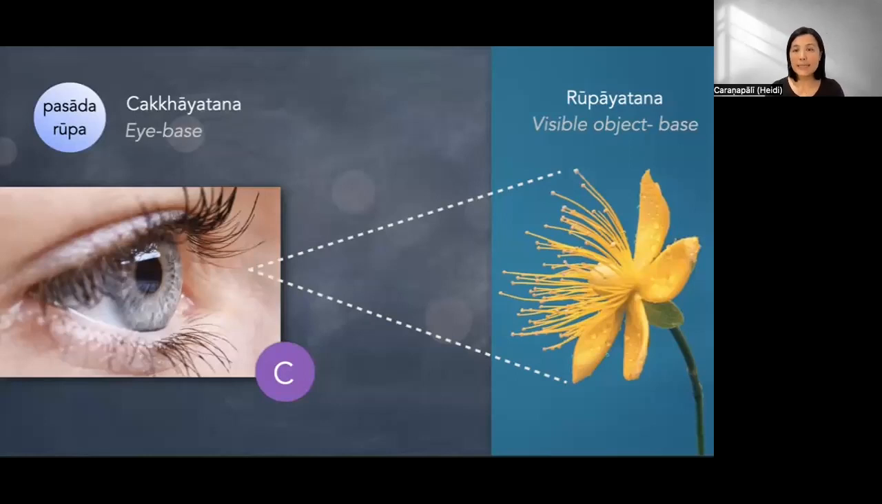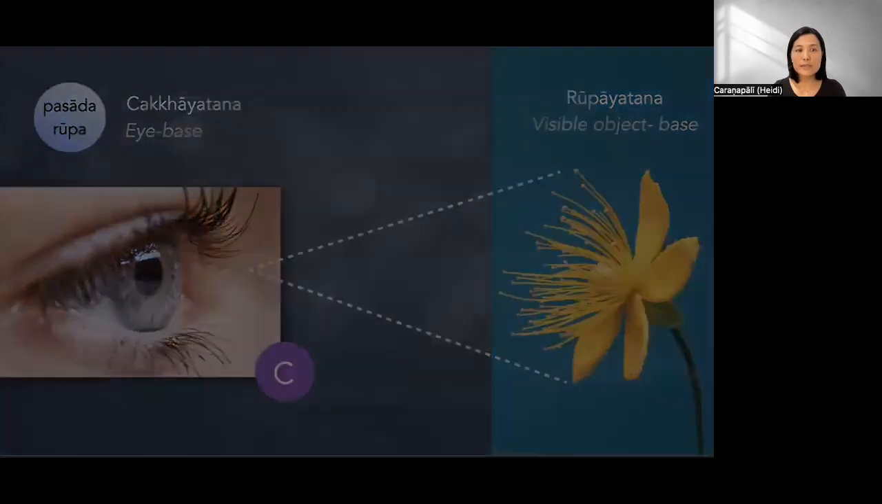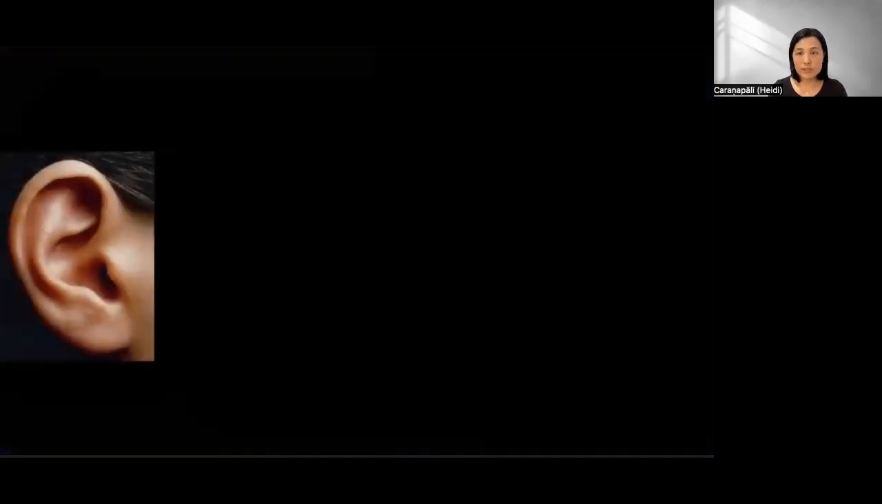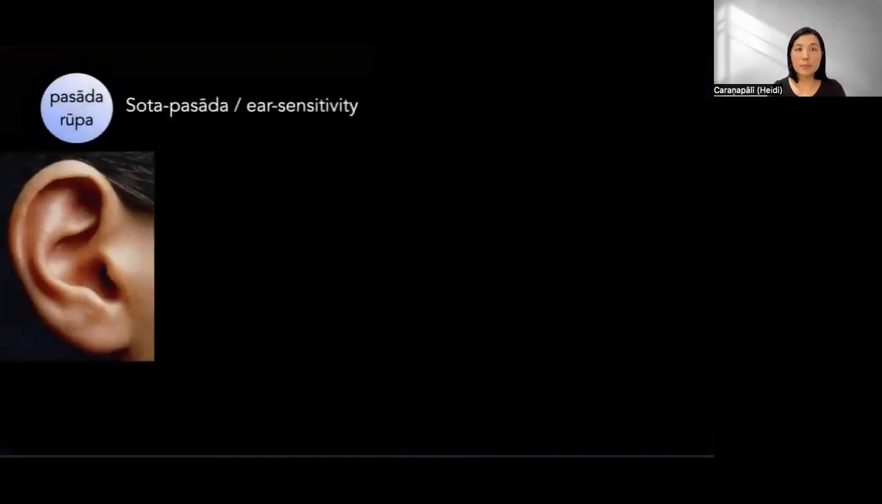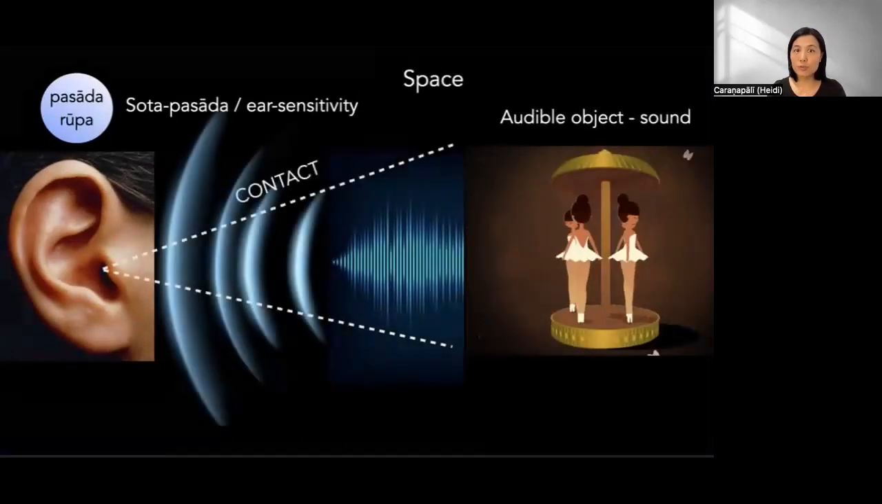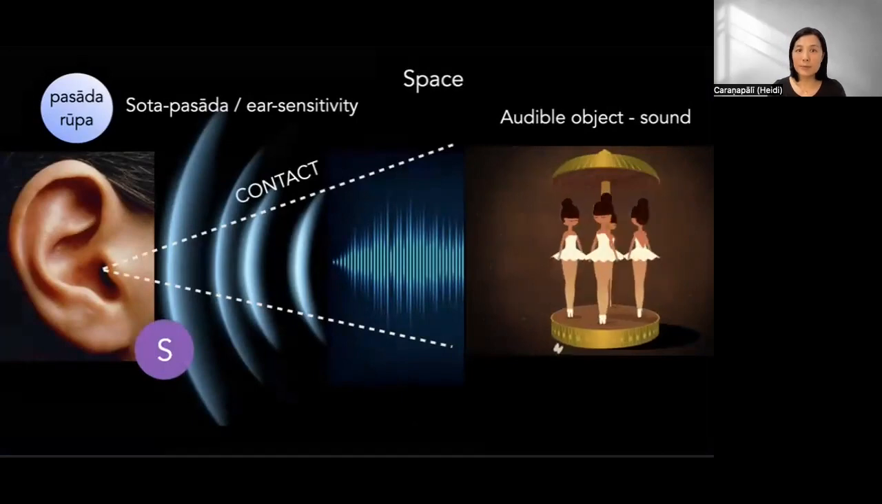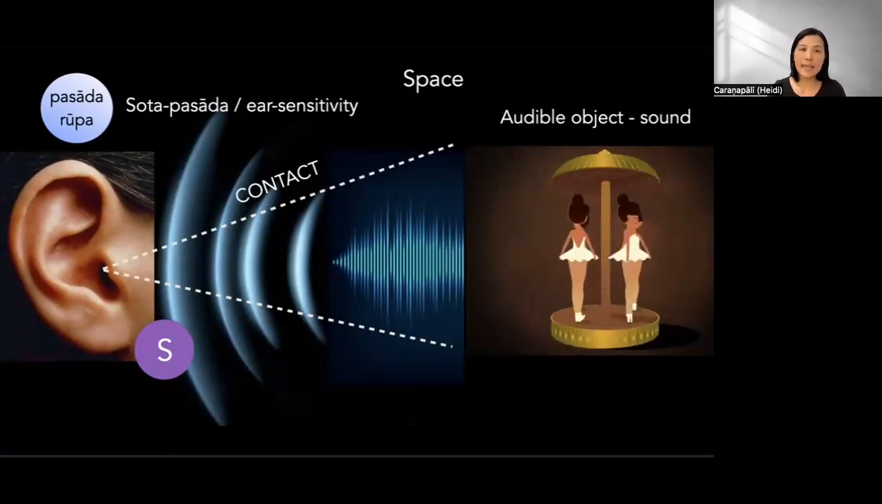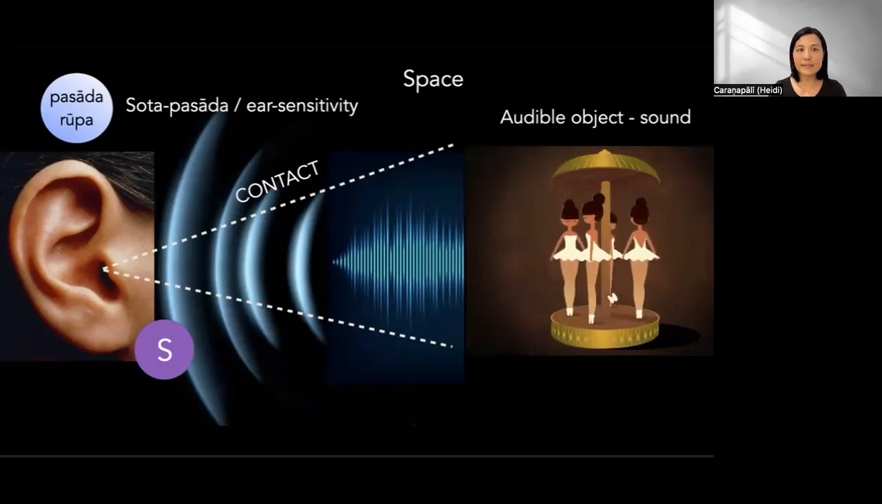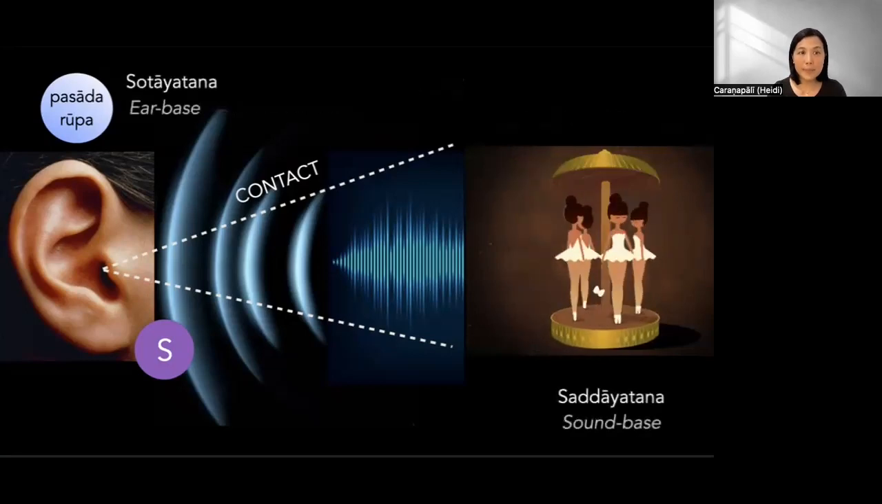Now, in the same way, the next ones are easy to understand. For ear consciousness to arise, we need the Sota Pasada, the ear sensitivity, and we need an audible object, so sound. With the help of space, when they get into contact, then ear consciousness can arise. So in this case, the next set of bases are the ear base, Sotāyatana, and the sound base, Saddāyatana. So these are the second set.